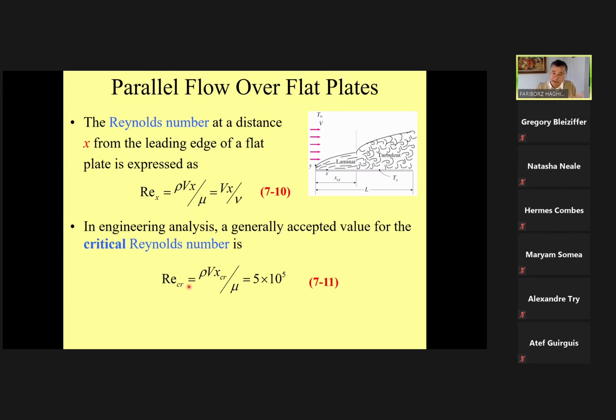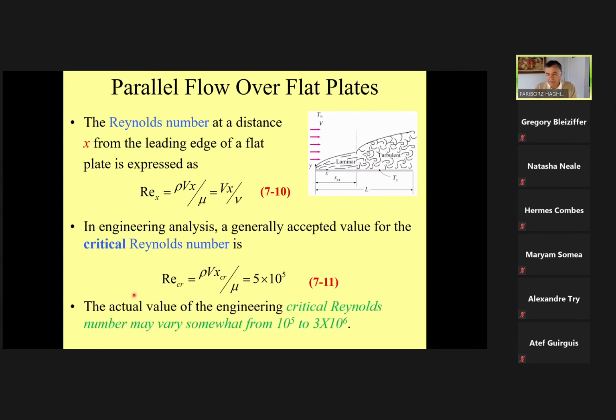Okay, this is just trying to simplify. As I mentioned, we have a transition in between, but here we're trying to ignore that. Therefore, the actual value of the engineering critical Reynolds number may change from here to here, because it depends on whether you consider the transition part and exactly what happened. This is the range we are considering: before this value we have laminar flow, and after that we have turbulent flow. Therefore, this is the critical length.